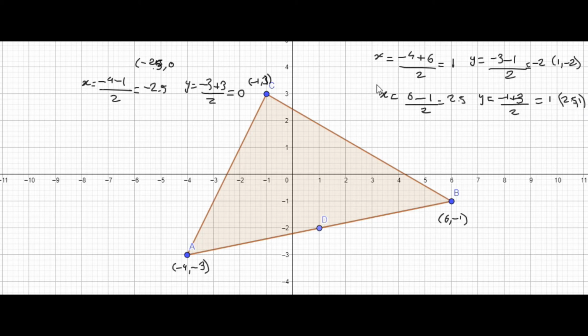The second point, the midpoint of line segment BC, is 2.5, 1. So 2.5 on the x-axis would be somewhere here, and 1 unit up. So this is the midpoint of the line segment BC. For the third line segment AC, the midpoint is -2.5, 0. So -2.5 on the x-axis is here, and 0 on the y-axis is here. This is the third point.